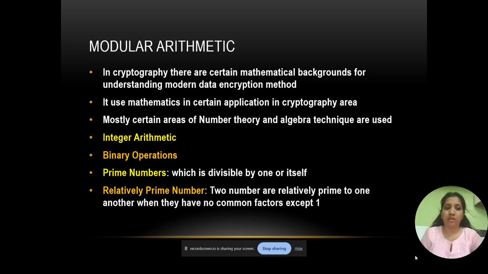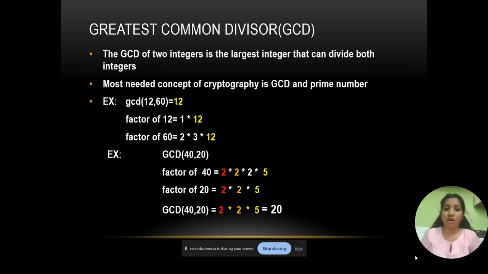So let's move on to the next slide, that is greatest common divisor, that is GCD. The GCD of two integers is the largest integer that can divide both the integers. The most needed concepts of cryptography are GCD and prime numbers. For example, let us take the GCD of 12 and 60, that is 12. The factors of 12 are 1 into 12, and the factors of 60 are 2 into 3 into 10.